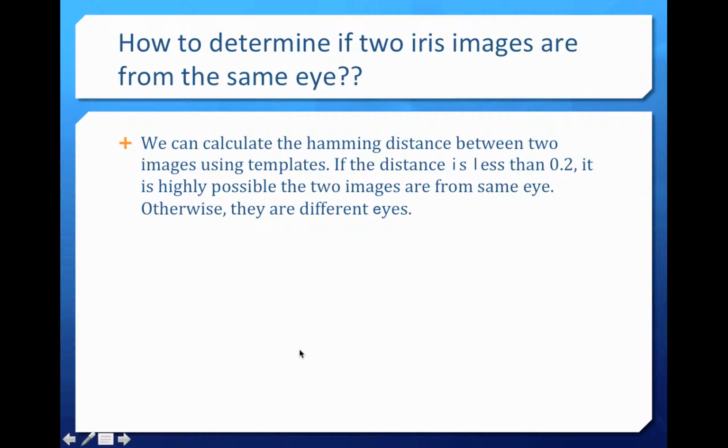Then we can calculate the Hamming distance between two images using the templates. If the distance is less than 0.2, it is highly possible that the two images are from the same eye. Otherwise, they are different eyes. So all the content above is the basic idea of my iris recognition system.